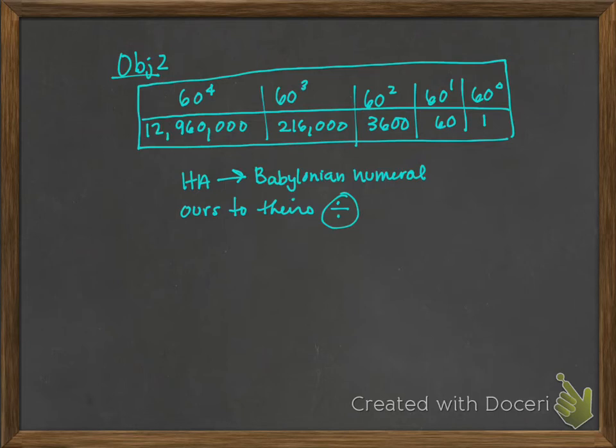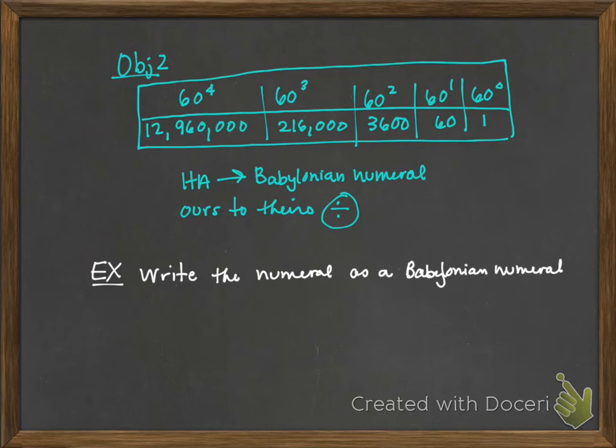So let's go ahead and see this in live video here. So the directions for part A, B, and C say to write the numeral as a Babylonian numeral. Okay, and we start off with the Hindu Arabic numeral is 243. So the first thing I tell you to do is write out the base value. So 60 to the 0 is 1. 60 to the first is 60. 60 to the second is 3,600. And just for the heck of it, 60 to the third is 216,000.